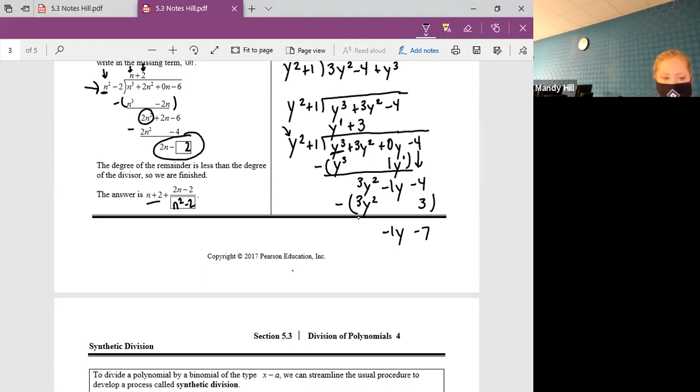You write the answer. Remember, we could write it two ways. We could say that it is y plus 3, we don't really need that to the first, with a remainder of negative y minus 7. The other way to write that is y plus 3 plus, you put your remainder as a fraction, all of that stuff over what you were dividing by, y squared plus 1, which is what we divided by.